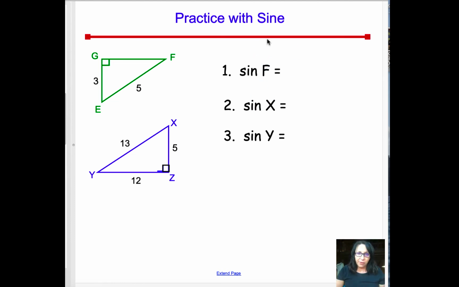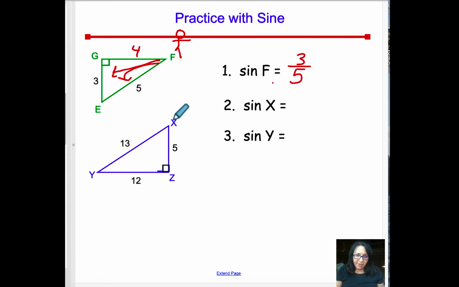So a little practice with sine. I like to put myself at the place where it says, so sine of F, sine, here I am. Sine is opposite over hypotenuse. And remember, this is a 3, 4, 5, one of our triplets. Opposite over hypotenuse, so that would be just 3 over 5.